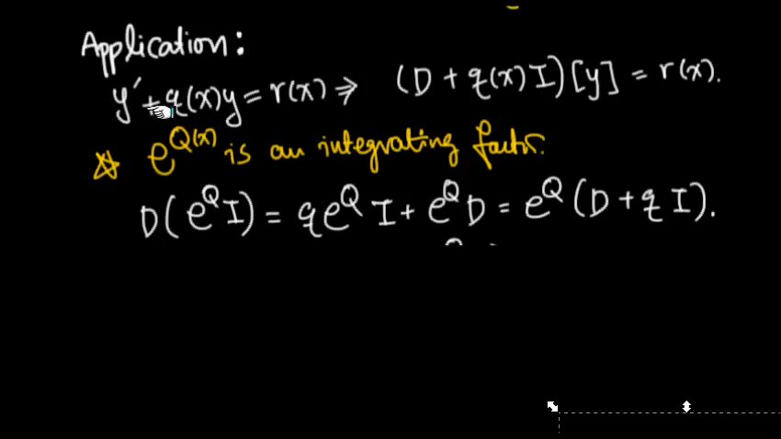So this integrating factor as an operator algebra can be rearranged like this. If you have d plus qI, and if you multiply this operator by this function e^Q, this is equivalent to d of e^Q I, basically the product rule reversed. Okay, so that's the operator algebra version of this integrating factor phenomenon.